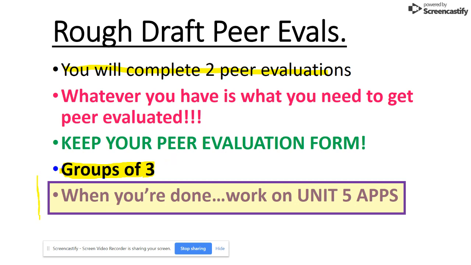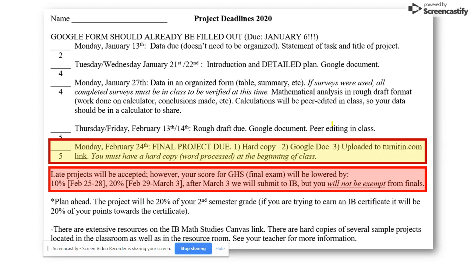Make sure you do spend some time on the apps. The Unit 5 apps are due next Friday for you guys. So make sure you spend some time on those. And then just to reiterate, our final deadline for you guys is Monday, February 24th. And you need to make sure you are aware of the late penalties again.